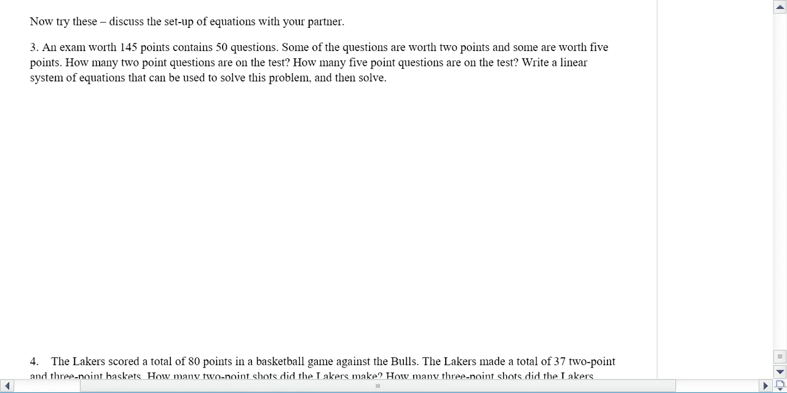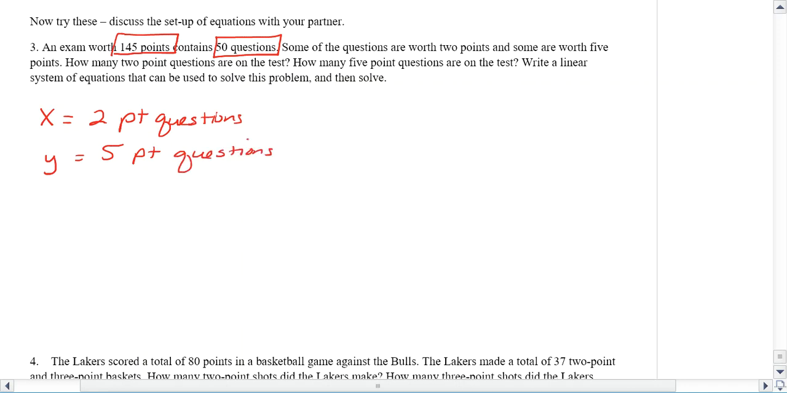All right, this next problem, after you've read it, we can see that we have a test that's worth 145 points and it has 50 questions on it. So I'm thinking that those are going to be the two types of equations I have. I'm going to have a question equation and a points equation. Some of the questions are worth 2 and some are worth 5. So you have to pick your variables and assign them. I'm going to assign x to be how many 2-point questions there are, and y to be how many 5-point questions there are.